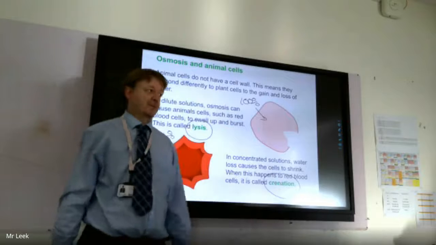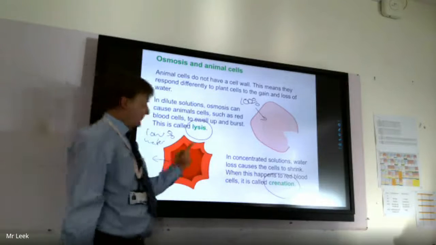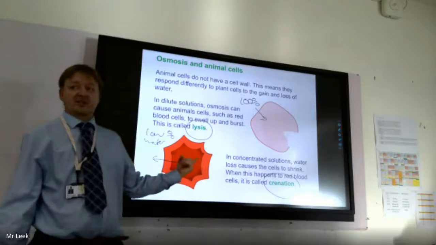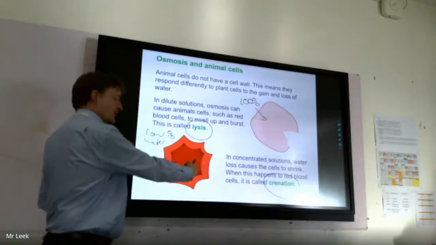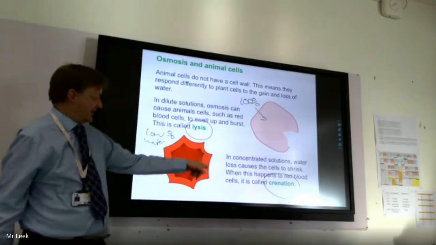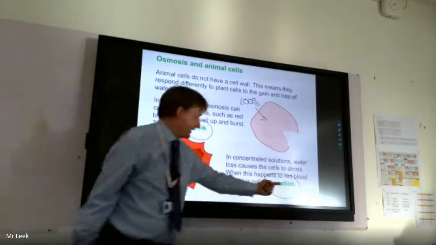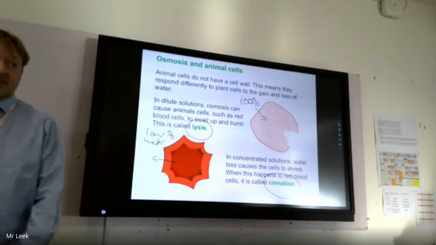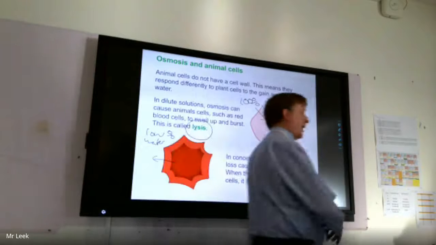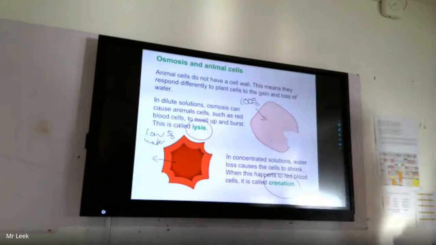The other word is, if you put a red blood cell into strong salt solution, strong sugar solution, water comes out of it. And what it does, it shrivels up. That is called crenation. And again, the exam question could be, what happens in crenation with a red blood cell?